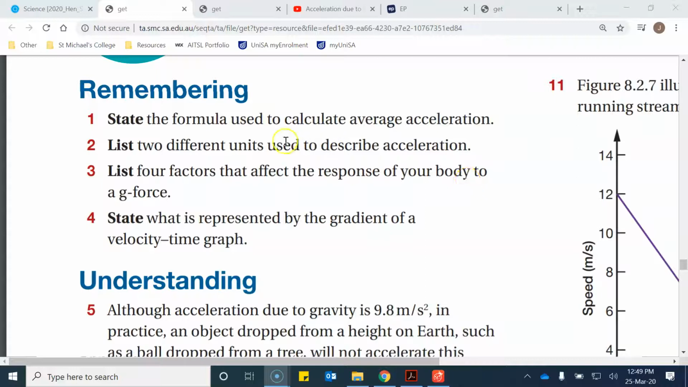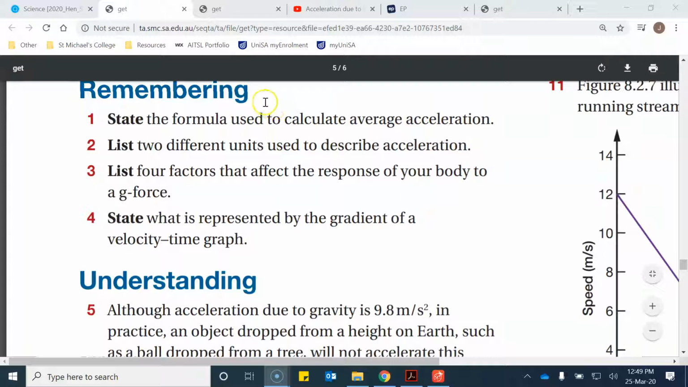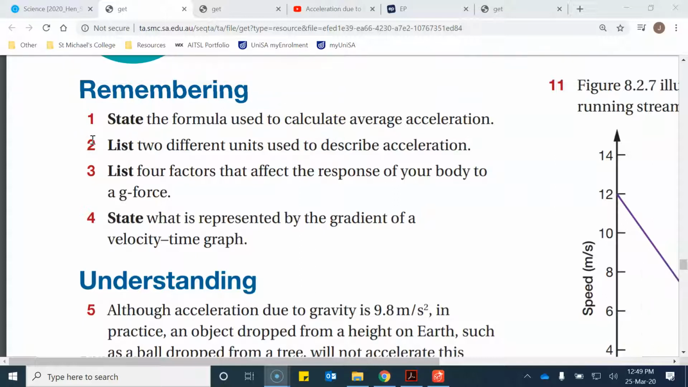So, if you want to calculate your acceleration, the formula used is change in velocity over time, which is A equals V minus U over T, where V is final velocity and U is initial velocity. Question 2, list different units used to describe acceleration. You might use meters per second squared, or you might use kilometers per hour per second. Those would probably be the most common ones that we'll use.